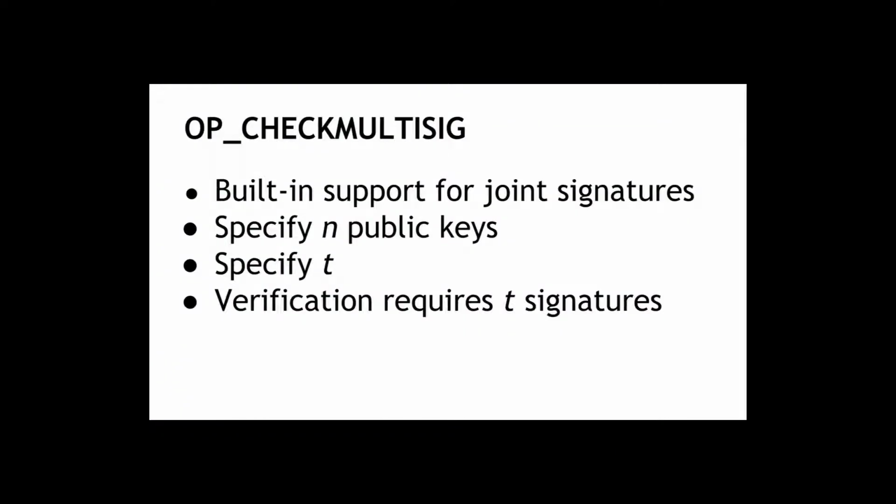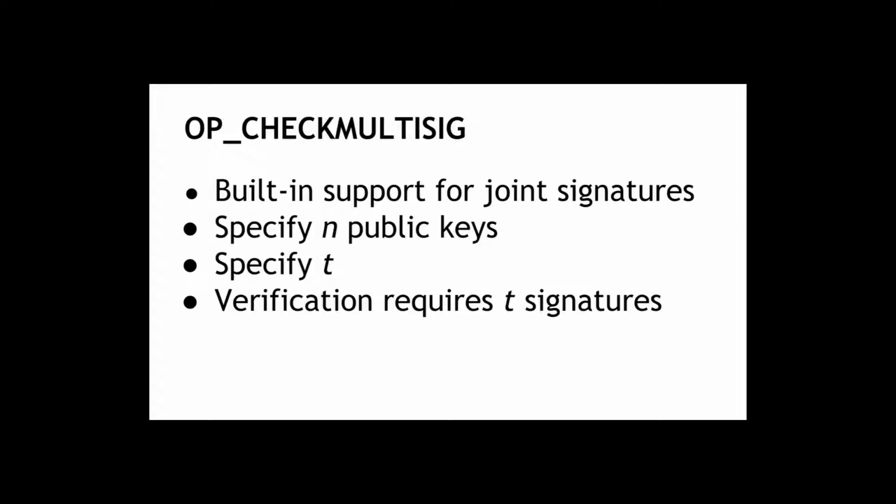That's called check multisig. So this, even more powerful than checking just a single signature with one instruction, Bitcoin actually lets you check multiple signatures with one instruction. So with multisig, you specify n public keys, and you specify a parameter t, or a threshold. And for this instruction to execute validly, there have to be at least t signatures, t out of n of those public keys that are valid.